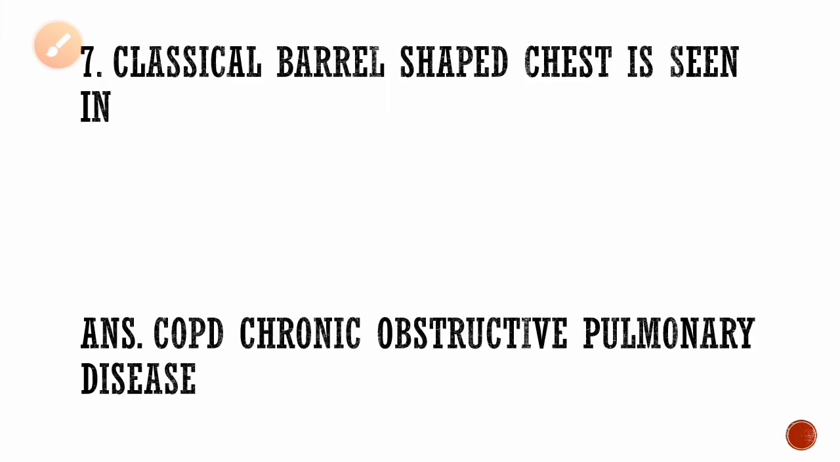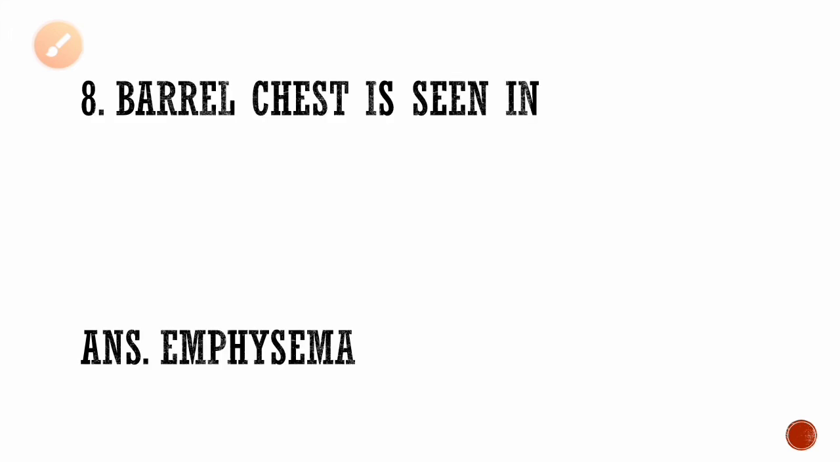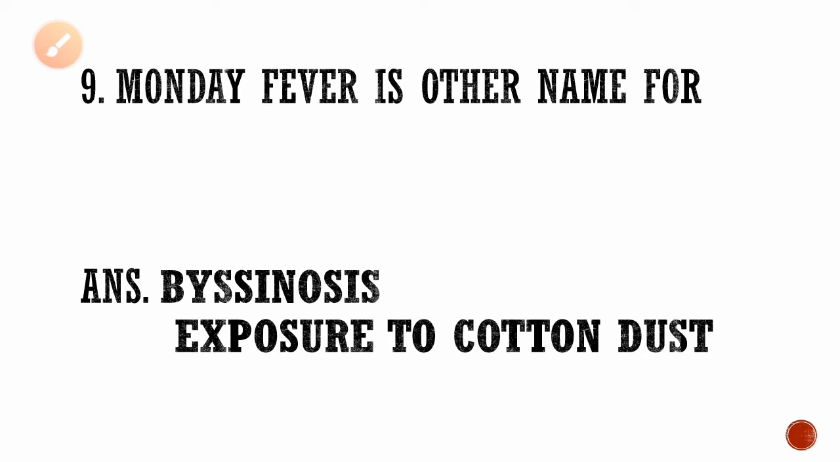Next, seventh, classical barrel shaped chest is seen in. We all know barrel shaped chest is a characteristic symptom of a particular disease. What is that disease? That is COPD, chronic obstructive pulmonary disease. Next, barrel chest is seen in. The question I asked previously was classical barrel chest. Now this is the normal barrel chest, and that is seen in emphysema.